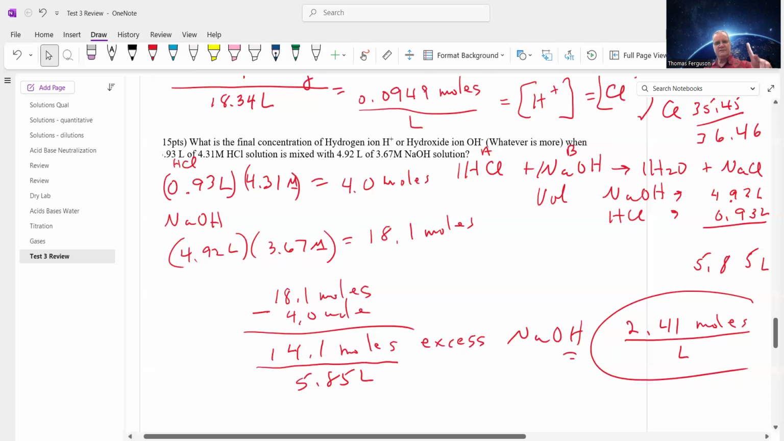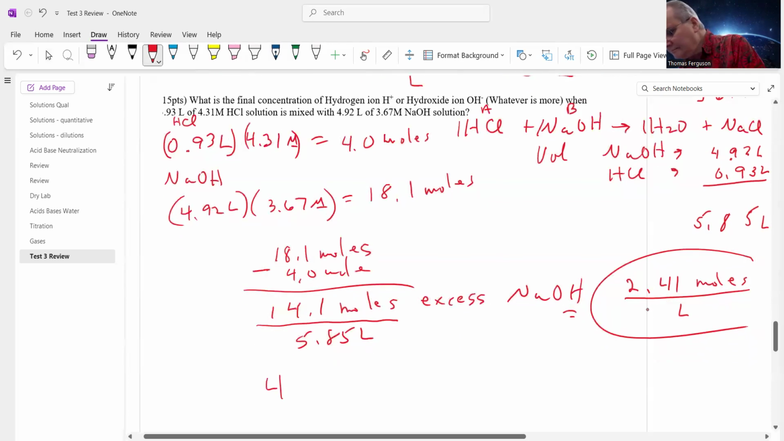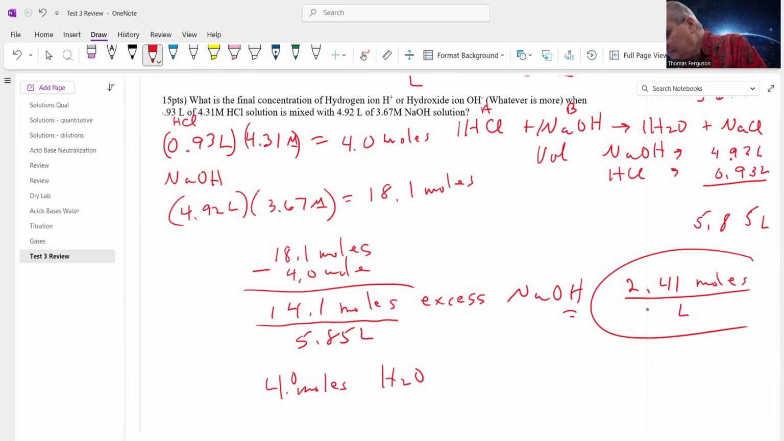So between HCl and sodium hydroxide, the only water we're producing is when it's a 1 to 1 between HCl and sodium hydroxide. So that's 4, because we don't have enough HCl to go around. We can only produce 4 moles of water. So 4 moles times how many grams? For water, it's going to be 18.02.